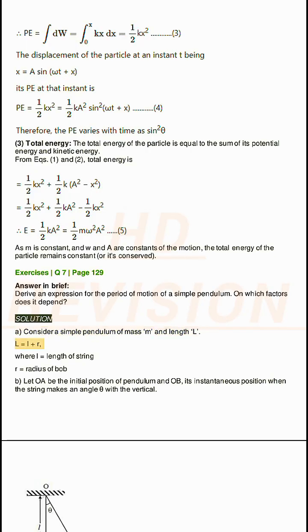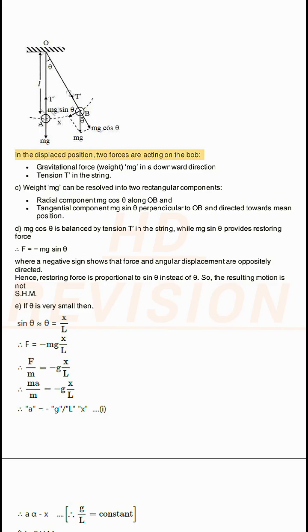L equals l plus r, where l equals the length of the string and r equals the radius of the bob. B. Let O be the initial position of the pendulum and OB its instantaneous position when the string makes an angle theta with the vertical. In the displaced position, two forces are acting on the bob: gravitational force, weight mg, in a downward direction, and tension T in the string.